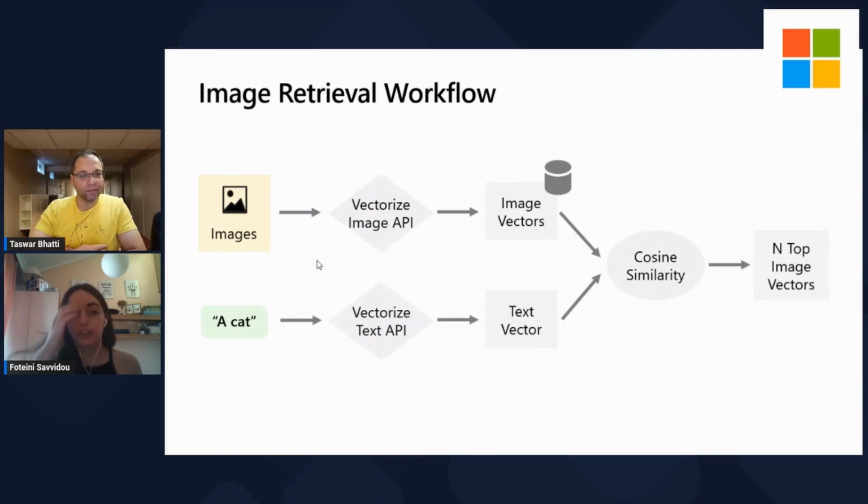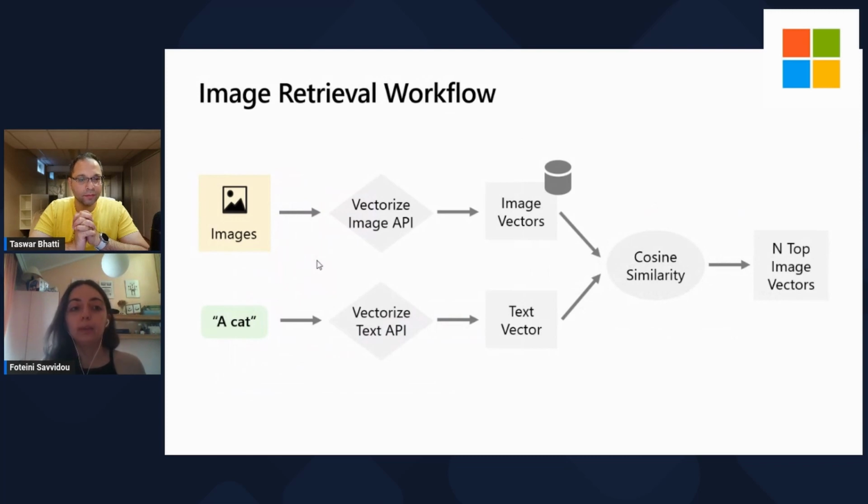Okay, and how image retrieval works. Here is a high-level overview of the image retrieval flow that we follow. The first step is to convert the images that are included in a photo collection into vector embeddings using the Vectorize Image API of Azure Computer Vision. And then we can store these vectors in a database, in a specific type of database that is able to handle high-dimensional vectors. And this type of database is called a vector database.